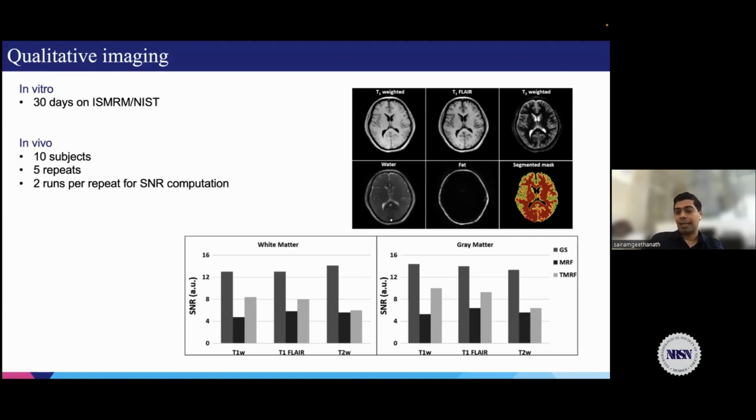And you can see on the right, the different contrasts that we are looking at, and also the segmented mask using FSL. Oh, I take it back, using 3D Slicer. And on the bottom, you can see the SNR comparisons between the three methods of gold standard and synthetic MRF and TMRF. And you can see consistently that TMRF is in between the gold standard MRF as we predicted. And the benefit of the TMRF compared to the gold standard is in the same time you also get T1 T2 maps, and all of this just takes 5 minutes.